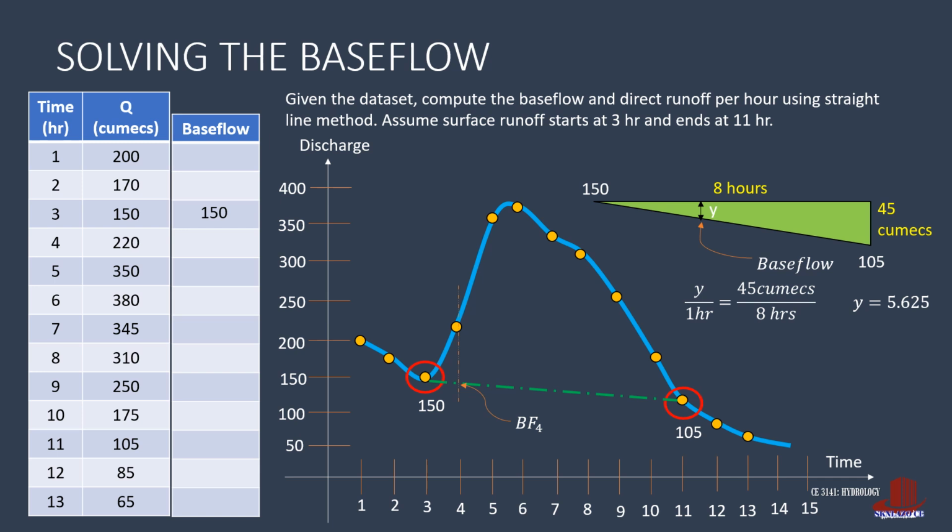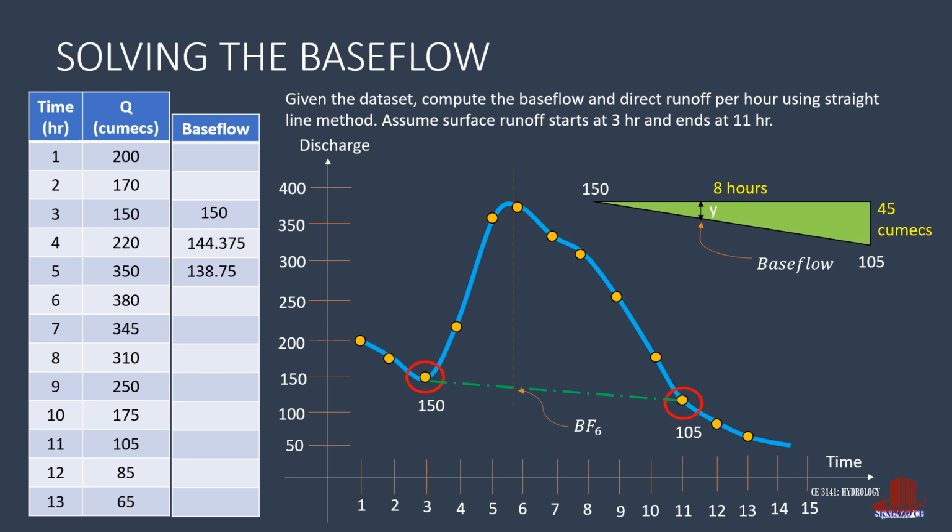5.625 QMEX. Using the upper level of 150 QMEX, we compute for the base flow at the 4th hour as 150 minus 5.625, giving 144.375 cumex. The base flow for hour 5 then uses 2 hours in the ratio and proportion, where y is computed as 11.25 cumex. The base flow at this hour is then 150 minus 11.25, which gives 138.75 cumex.